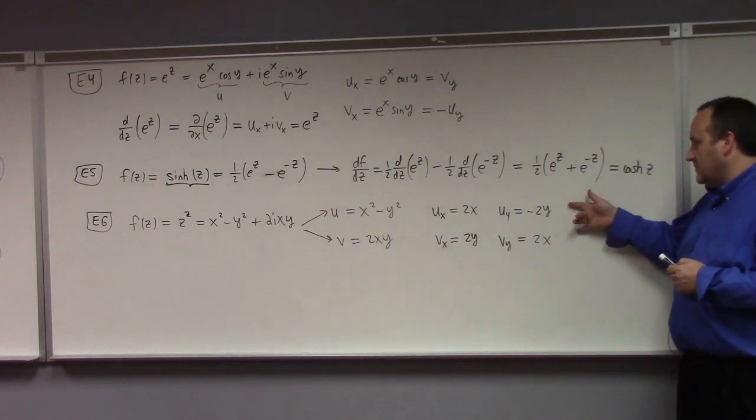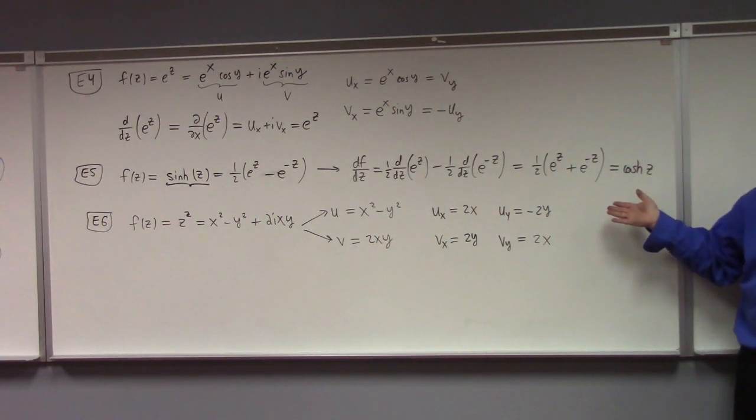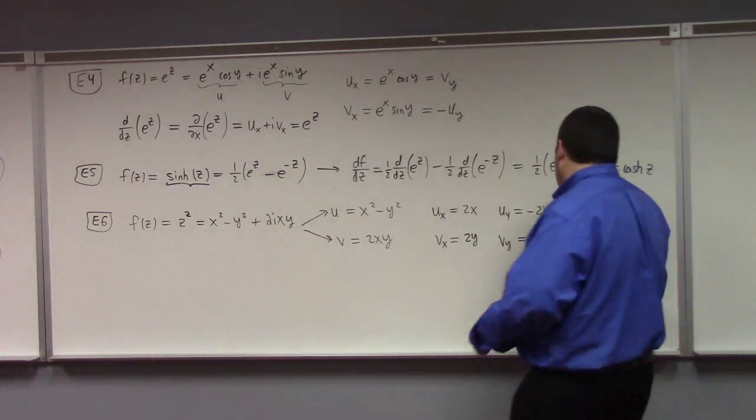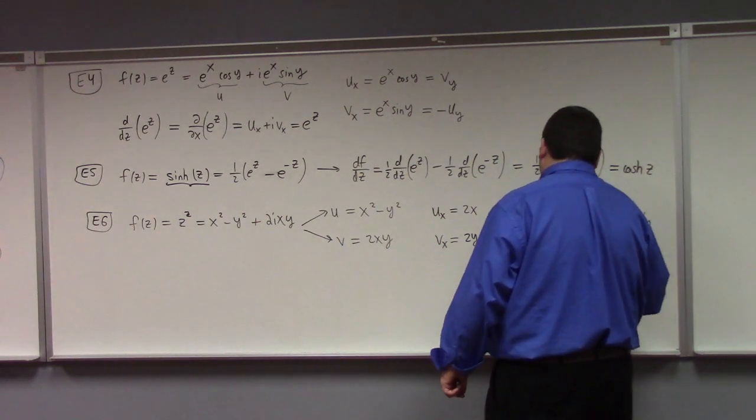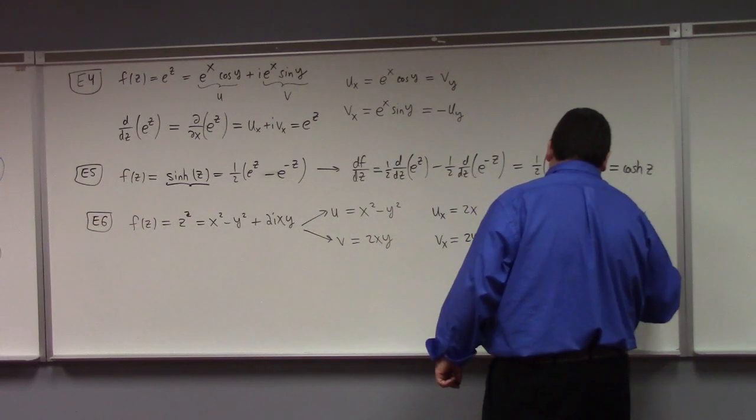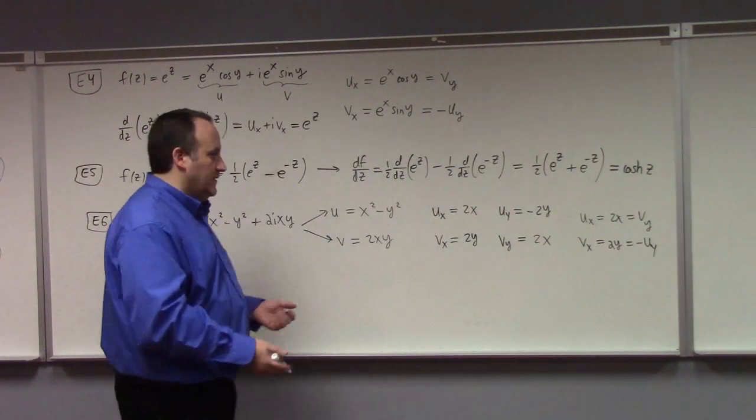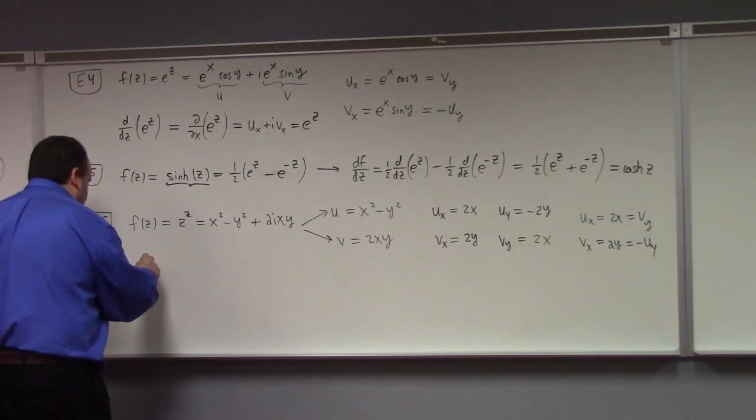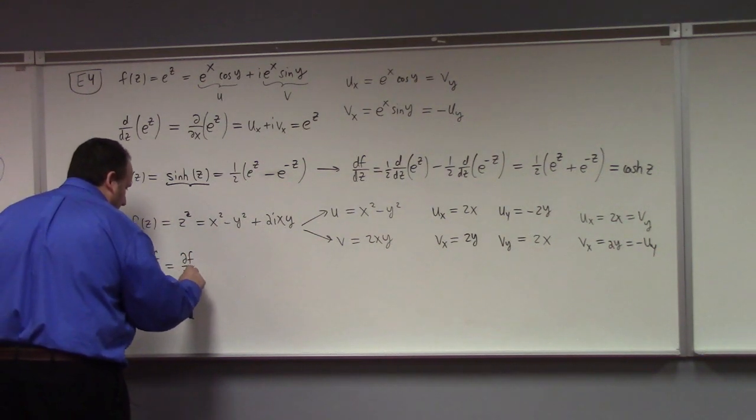But anyway, so these here are the partial derivatives. That's fine, right? We agree? And do these satisfy the Cauchy-Riemann equations? So we have u_x is equal to 2x is equal to v_y. We have v_x is equal to 2y is equal to minus u_y, right? Cauchy-Riemann equations are true.